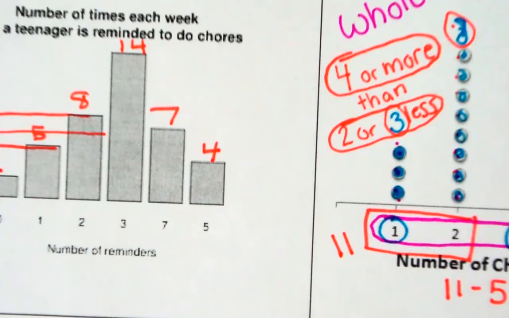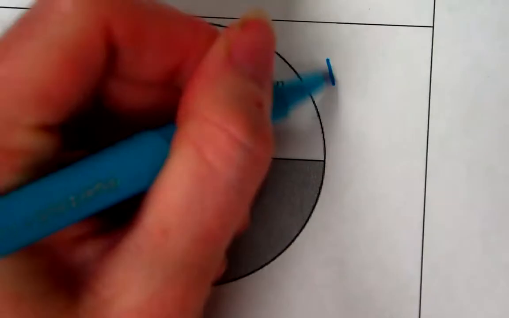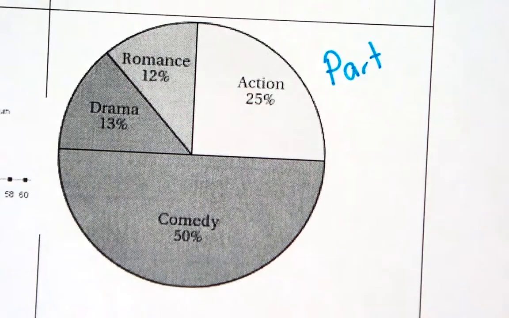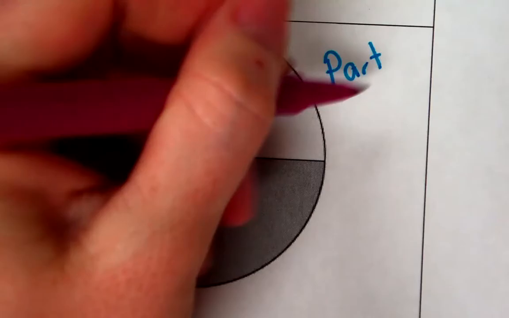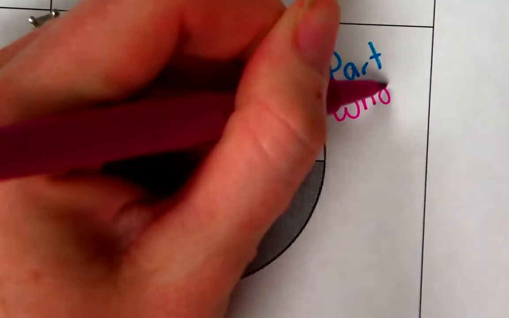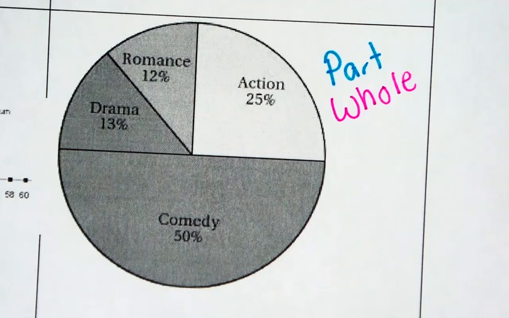This is the number of times each week that a teenager is reminded to do chores. Okay, so you can look here, the number of reminders. 2 people had to have 0 reminders. 14 people or teenagers had to have 3 reminders. Okay, so you do the same thing. Notice the similarities between dot plots and bar graphs.